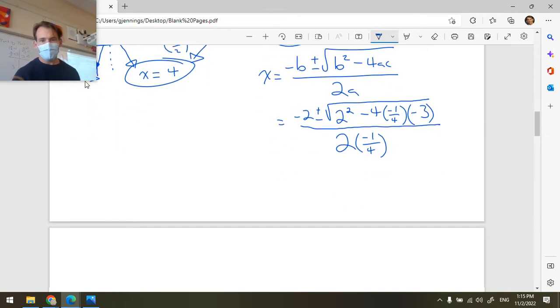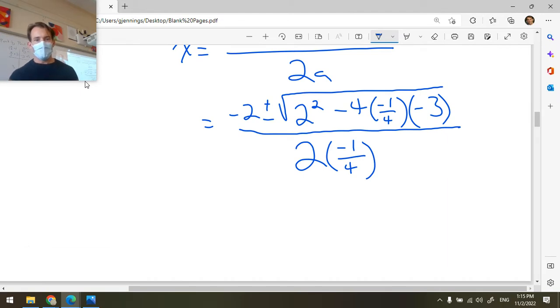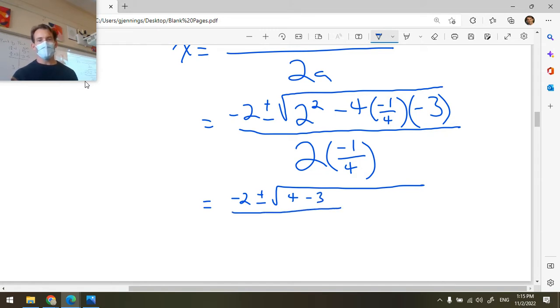So let's go. Oh, I'm running out of space. Just going to zoom, help you out with your note. Here we go. This is equal to negative 2 plus or minus the square root of 2 squared is 4. Negative 4 times negative 1/4 is 1. Your calculator will tell you the same thing. So that's 1 times negative 3. So 1 times negative 3 is negative 3. So that's 4 minus 3. All over 2 times negative 1/4. Yeah, that's negative 1/2. 1 over 2.